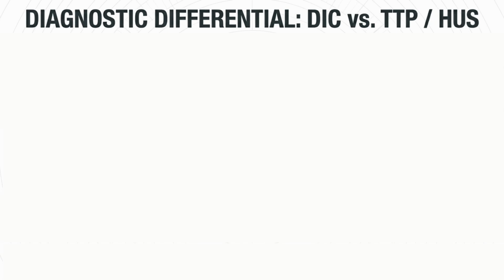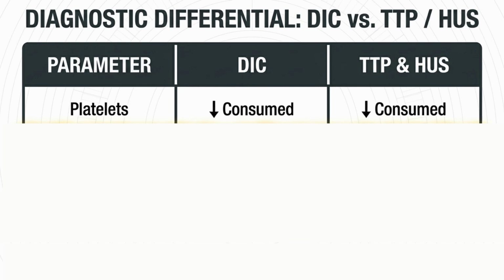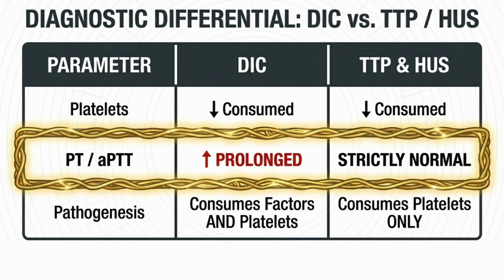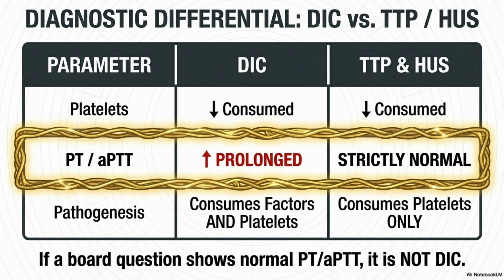Let's put this into a diagnostic differential for your exams. DIC versus TTP and HUS. In DIC, platelets are consumed. In TTP and HUS, platelets are also consumed. But look at the coagulation tests. In DIC, the PT and APTT are prolonged. In TTP and HUS, they are strictly normal. Why? Because DIC pathogenesis consumes both factors and platelets, while TTP and HUS consume platelets only. Here's your unbreakable board rule. If a question shows a normal PT or APTT, it is not DIC.